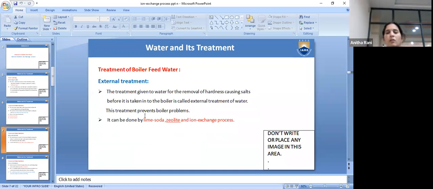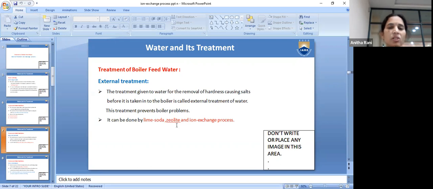Now, external treatment means before using water in the boiler, we treat it; this is like an outside process. We will treat the water outside only. We convert hard water into soft water, and that soft water we use in the boilers. So the treatment given to water for the removal of hardness-causing salts before it is taken into the boiler is known as external treatment of water. Examples are lime soda process, zeolite process, and ion exchange process. We will discuss only one method, the ion exchange process.